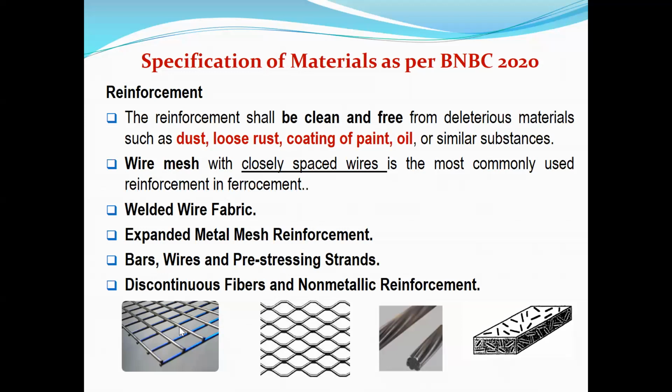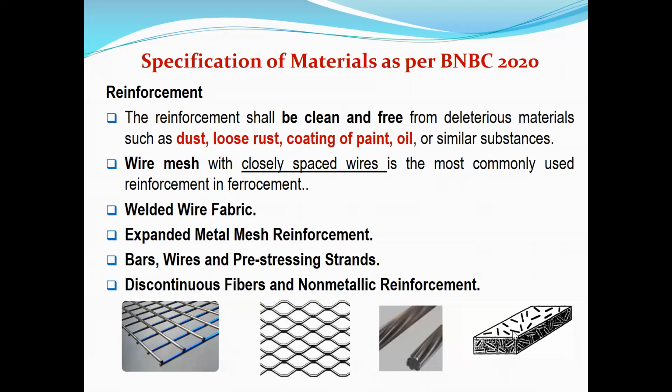Sometimes, this is not wire mesh, this is welded wire fabric. Then expanded metal mesh reinforcement is used, bar, wire and prestressing strand are used, or instead of those ferrous materials, you can use fiber reinforced polymer. In the next class we'll be talking about fiber reinforced polymer.